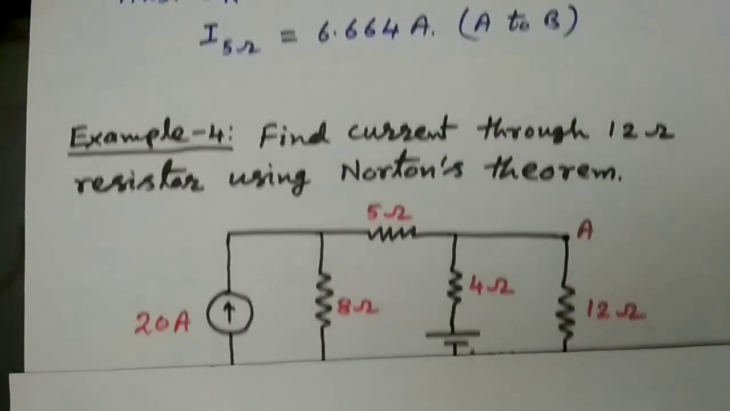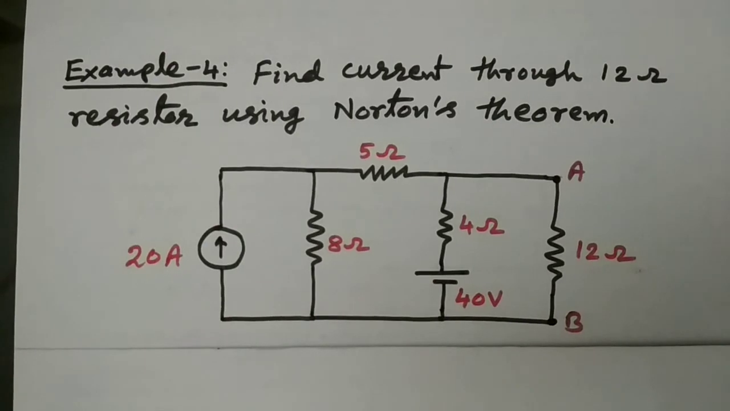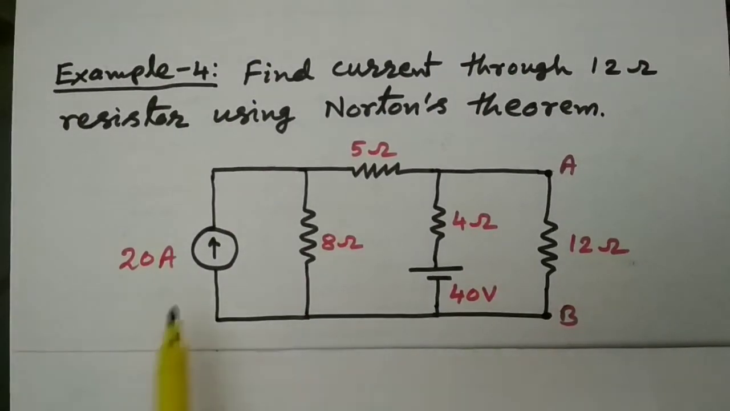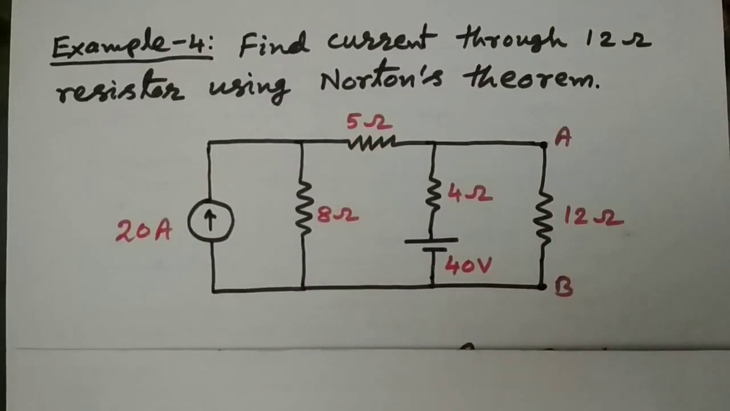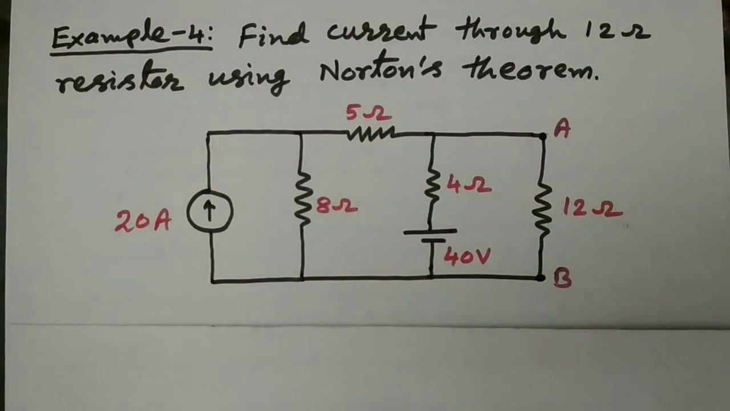The second question is, find the current through the 12 ohm resistor using Norton's theorem. In this circuit we have one current source and one voltage source. Some resistances are there and the load resistance, that is 12 ohm, connected across A and B. In the same manner, first of all you have to find the value of Rn, then find the value of IN, then draw the Norton equivalent circuit, add the load resistance, and using the current division rule find the value of IL.